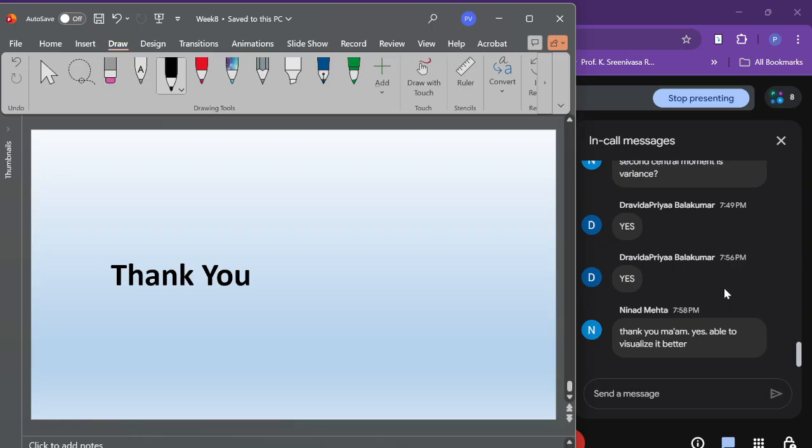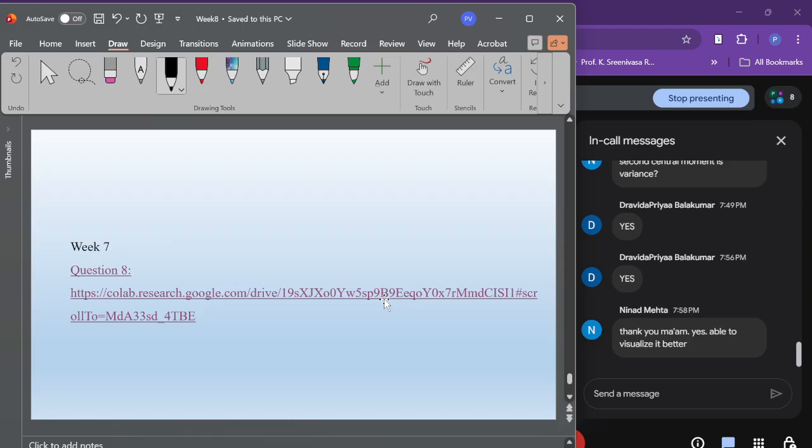Ma'am, can you also share this code? Yes, I have uploaded it with the slides. You just copy the link and open it in the browser. You will be able to visualize it, and you can download it yourself. Okay, thank you.